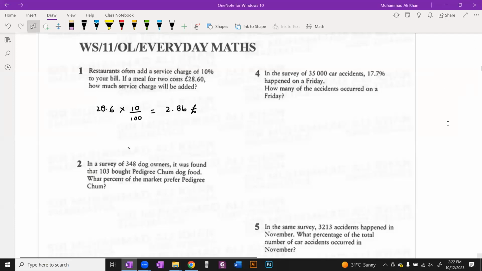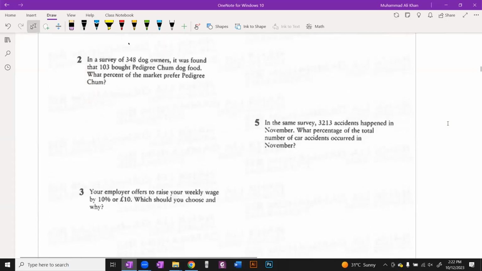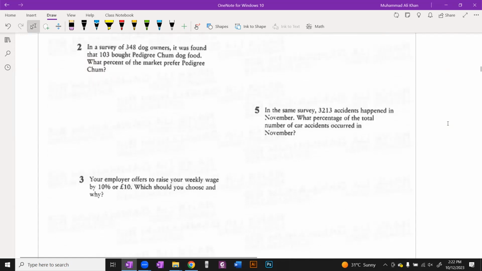Question number 2. In a survey of 348 dog owners, it was found that 103 bought Pedigree Chum dog food. What percentage of the market prefer this food? So how can we calculate? 103 divided by the total 348, multiplied by 100%. What is the answer? 29.5%. Hopefully it is clear.